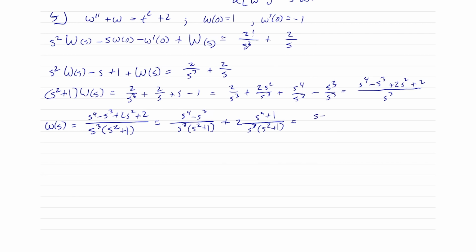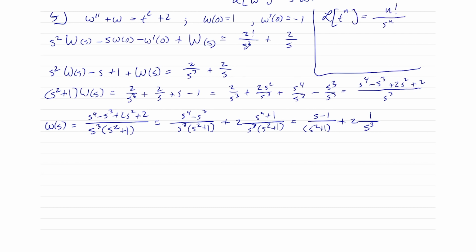So it gives me an s minus 1 divided by an s squared plus 1 here, plus 2 over s cubed. Now the 2 over s cubed corresponds exactly to the Laplace transform of t squared, because the Laplace transform of t to the n is n factorial over s to the n plus 1, and so the Laplace transform of t squared is 2 over s cubed.